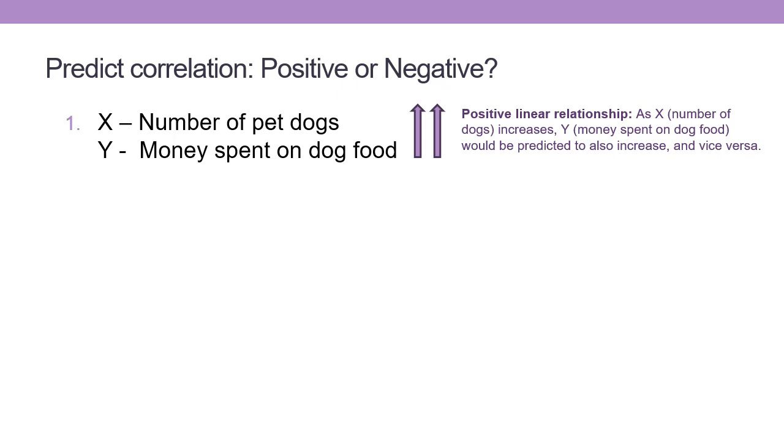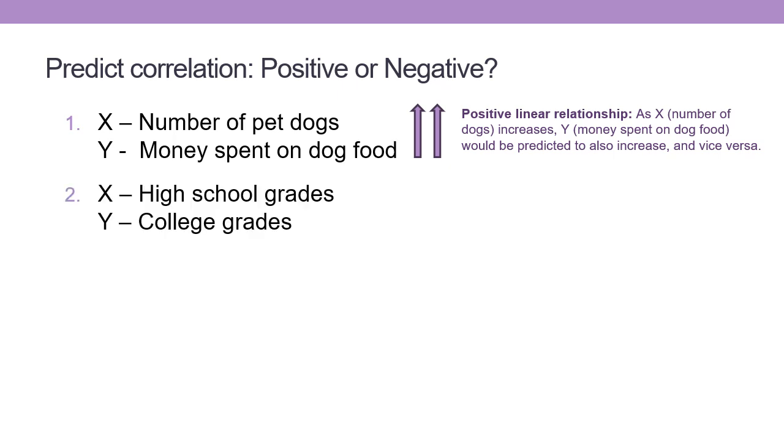As the number of dogs a person owns increases, I'd expect that y, the money spent on dog food, would also be predicted to increase, and vice versa. As the number of dogs decreases, the money spent on dog food would also decrease.